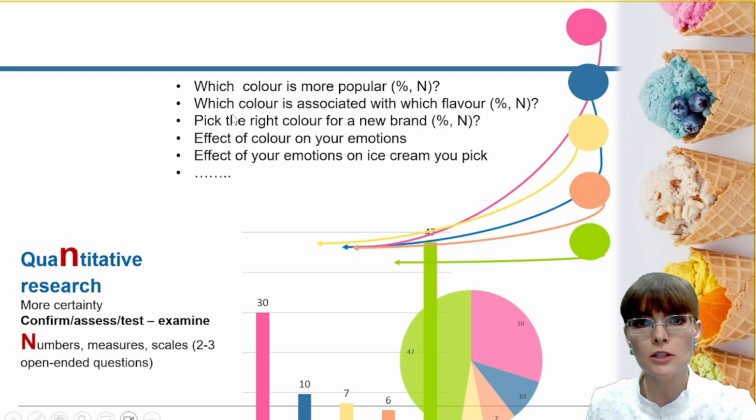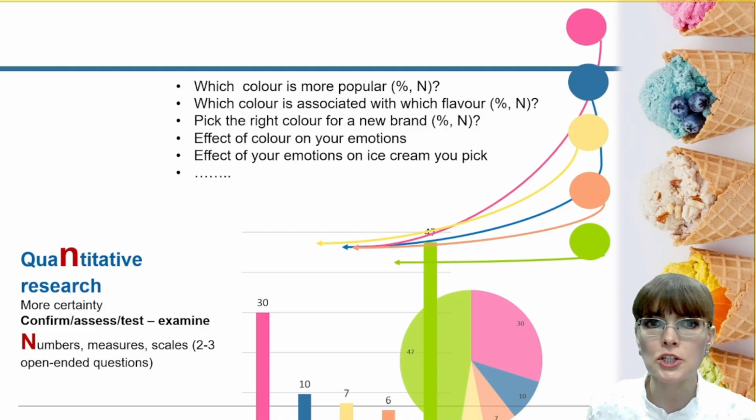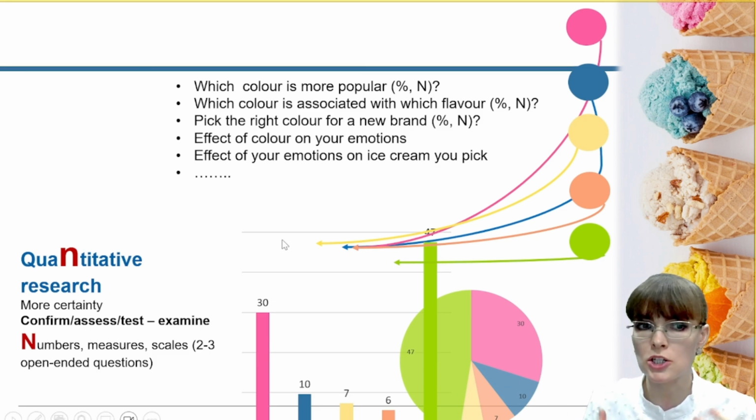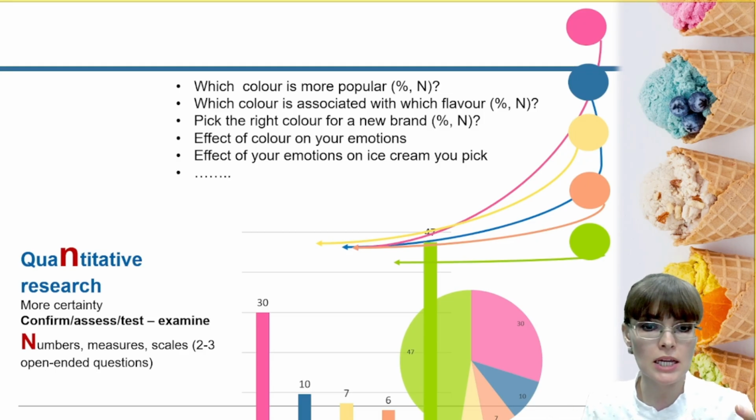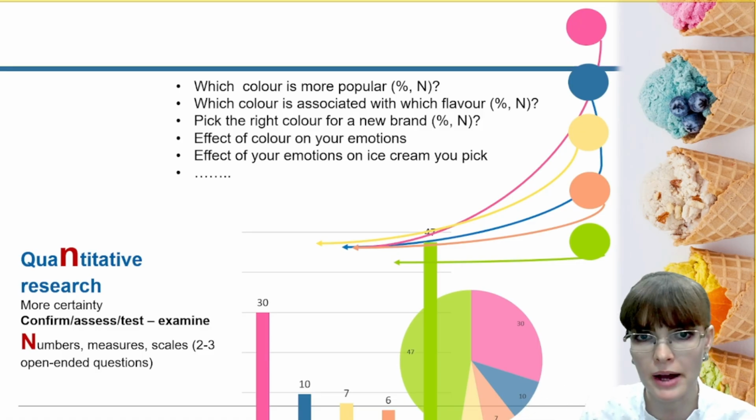So if I look at examples of problems that can be addressed using quantitative research, then I would be interested in knowing which color is more popular, which color is associated with which flavor, because you can do a bit of a matching test. You can pick the right color for a new brand if you're actually not sure whether it would resonate with the consumers, and then quantitatively you'd be able to see which brand name is matched with which particular color in terms of percentages and frequencies. If you want to know why, then you would be doing qualitative research, which I have just talked about.